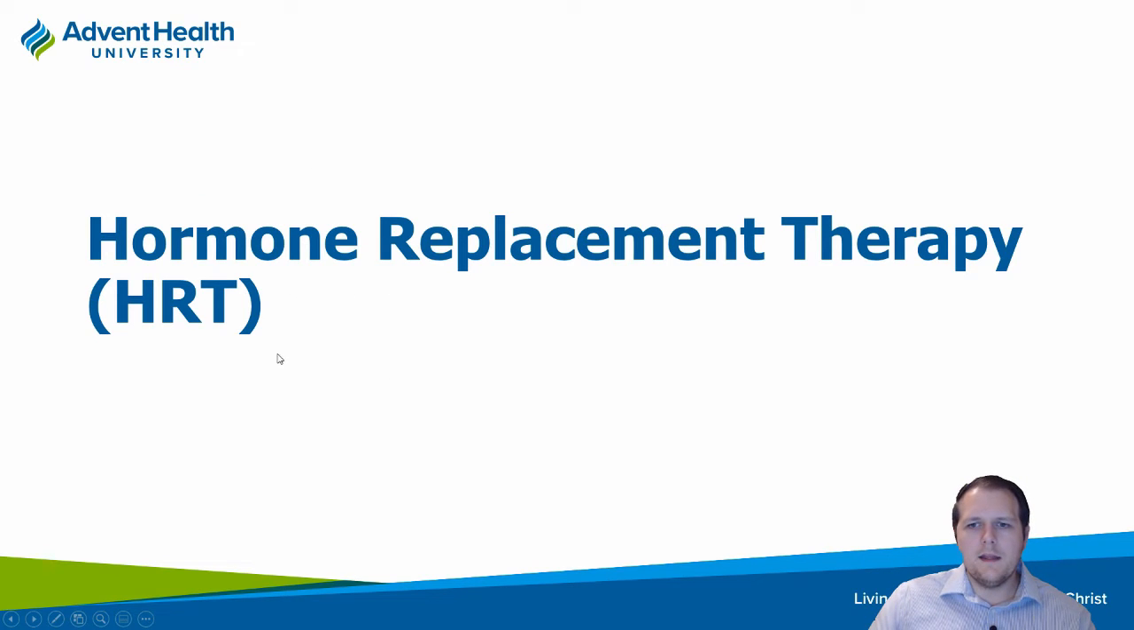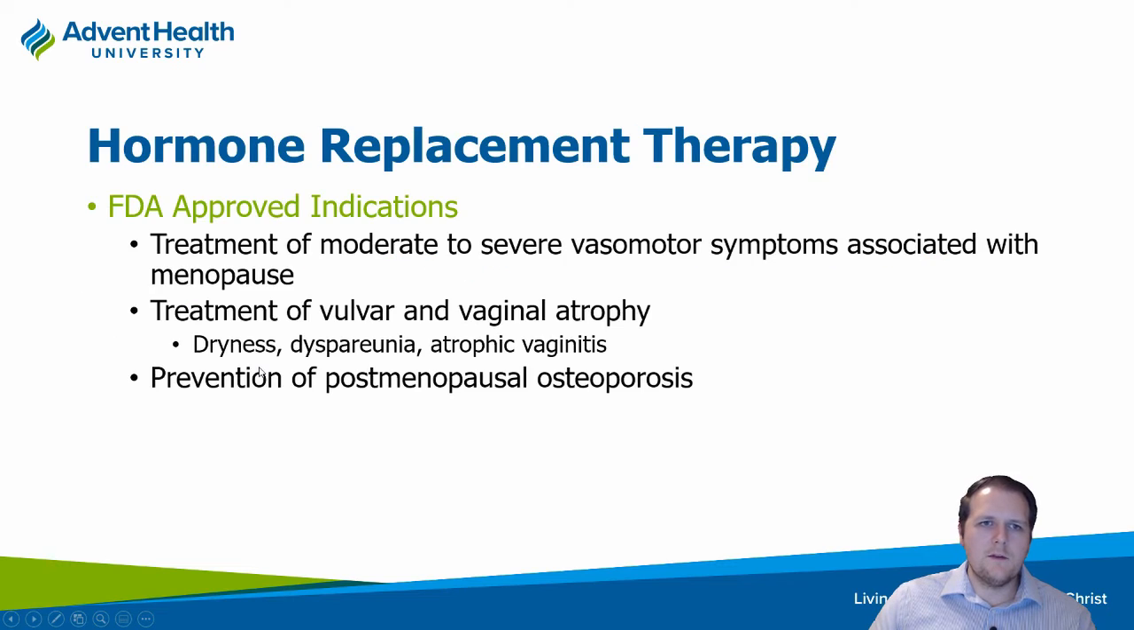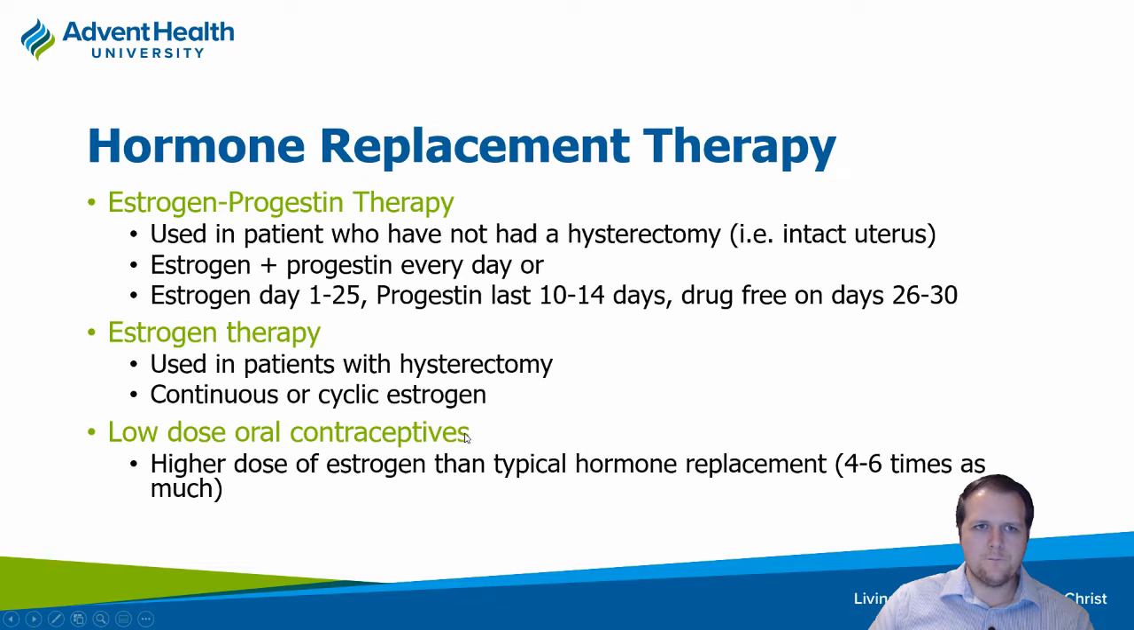So getting into the specifics of things like hormone replacement therapy here. Again, the reasons why we do this is mainly to treat some of the more moderate to severe vasomotor symptoms like the hot flashes. We use this to treat the symptoms of vaginal atrophy, including that dryness and that dyspareunia that can happen there. And we also can use it for prevention of osteoporosis.